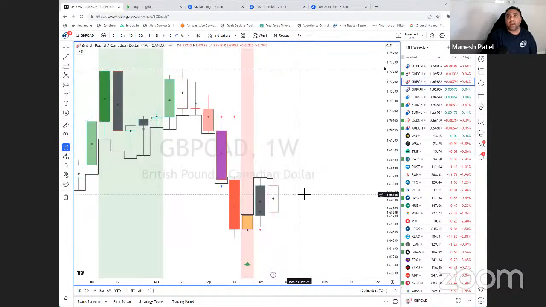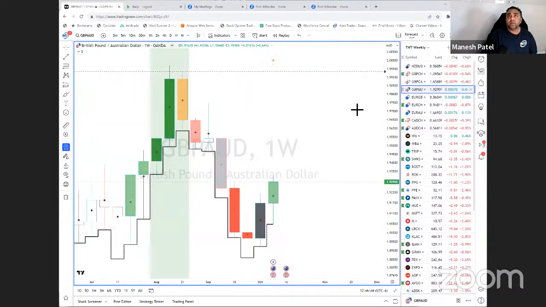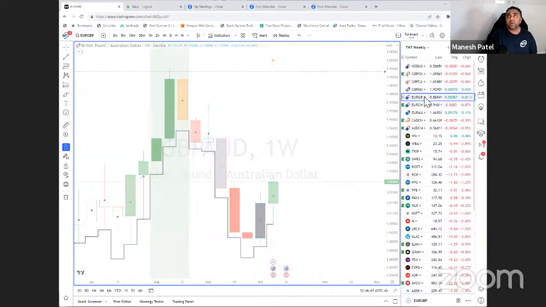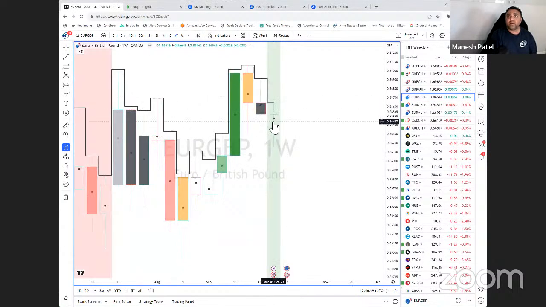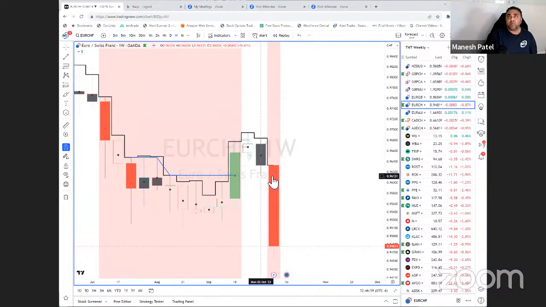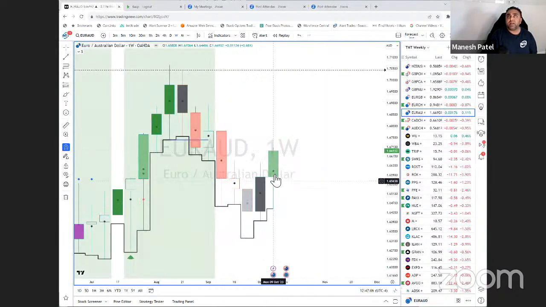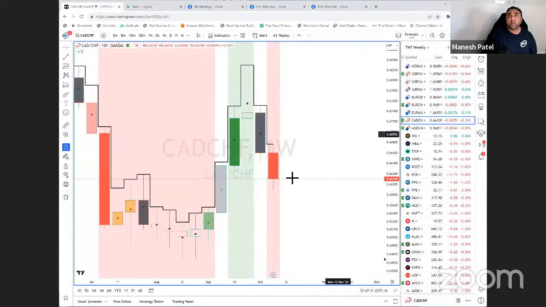Here is pound CAD. No shade, no trend, no trade. Euro pound has a green shade. It never broke the TNT high here at all, so no trade was entered. Euro Switzy. This was a shade. We entered here. At the end of the week, it was profitable. Euro Australian. Here, no shade, no trade. CAD Switzy. Shade, trade, profitable.